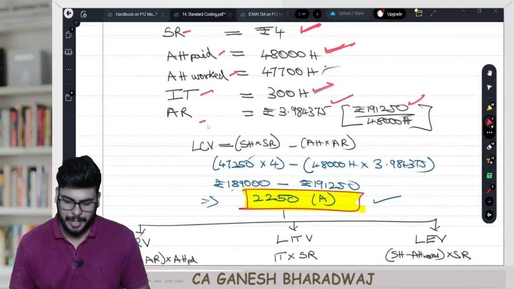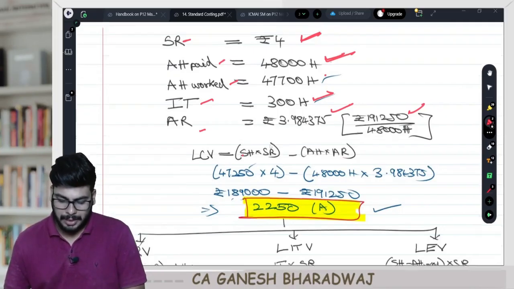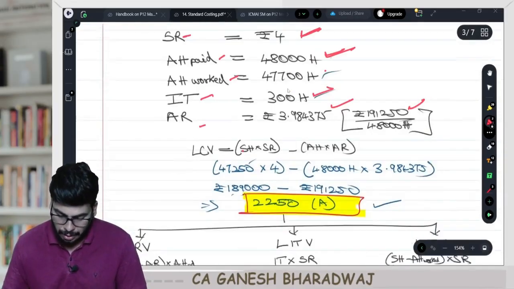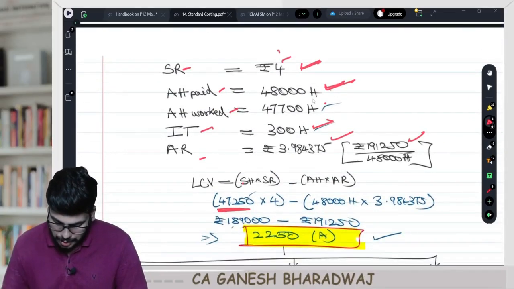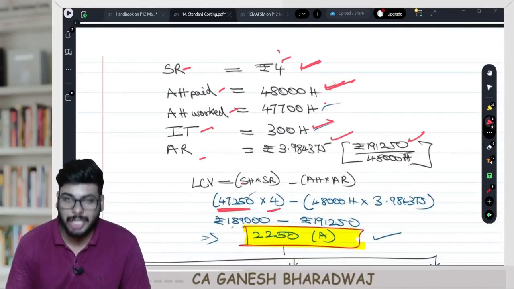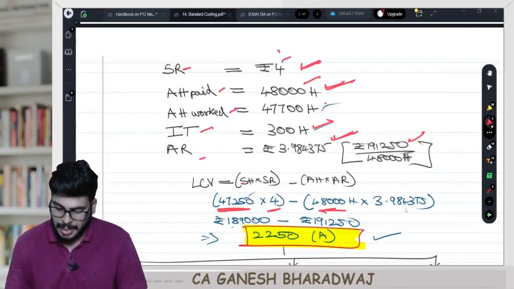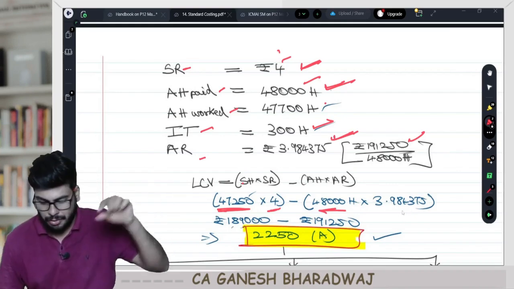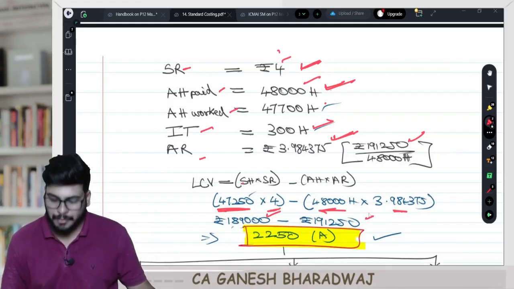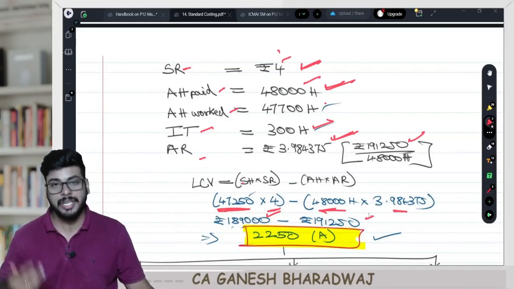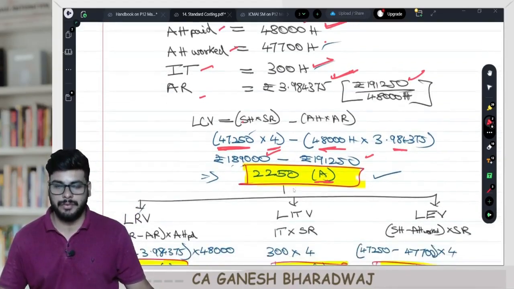Now, labor cost variance, what's the formula? Standard hours into standard rate minus actual hours into actual rate. Plug the figures. Standard hours, 47,250, into standard rate, 4 rupees, minus actual hours paid, 48,000, into actual rate, 3.984375. You need to read in the decimals if you do that. So you should have incurred a total labor cost of 1,89,000, but you've actually incurred 1,91,250. Clearly the actual is more than the standard, which means it's an adverse variance of 2,250. Are you clear with this?